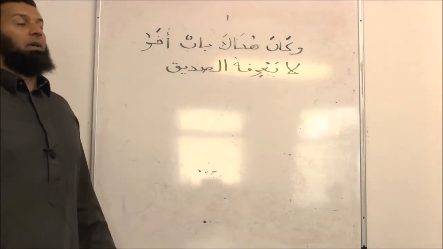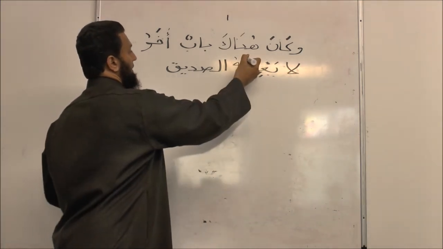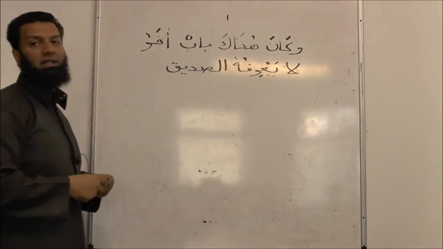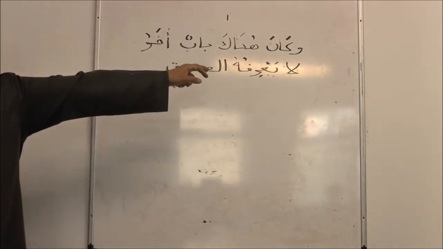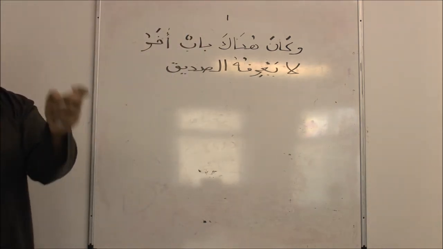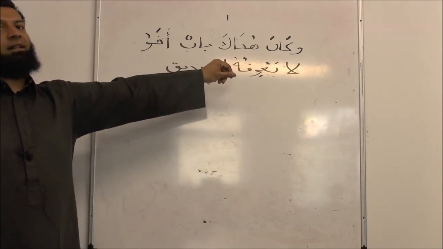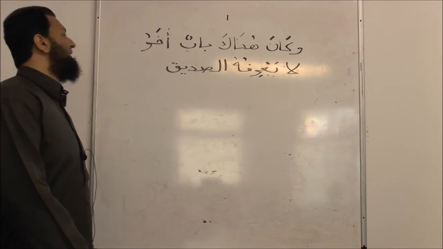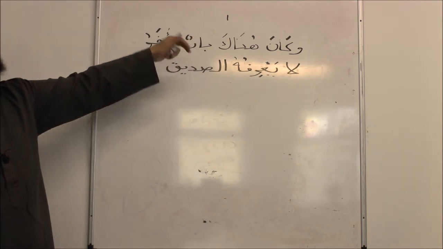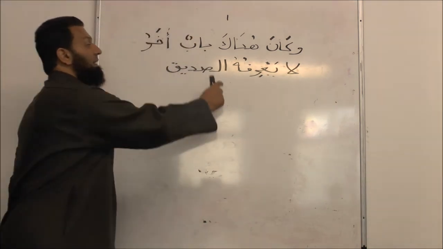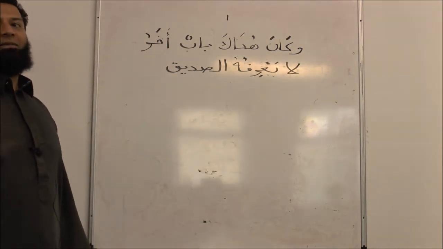Kana hunaka babun akhar la ya'rifuhu as-sadiq. What does that mean? La ya'rifuhu. He doesn't know it. What does the "it" refer to? To this thief? No. Think. Read the sentence. Kana hunaka babun akharu la ya'rifuhu as-sadiq. So what does his friend mean?